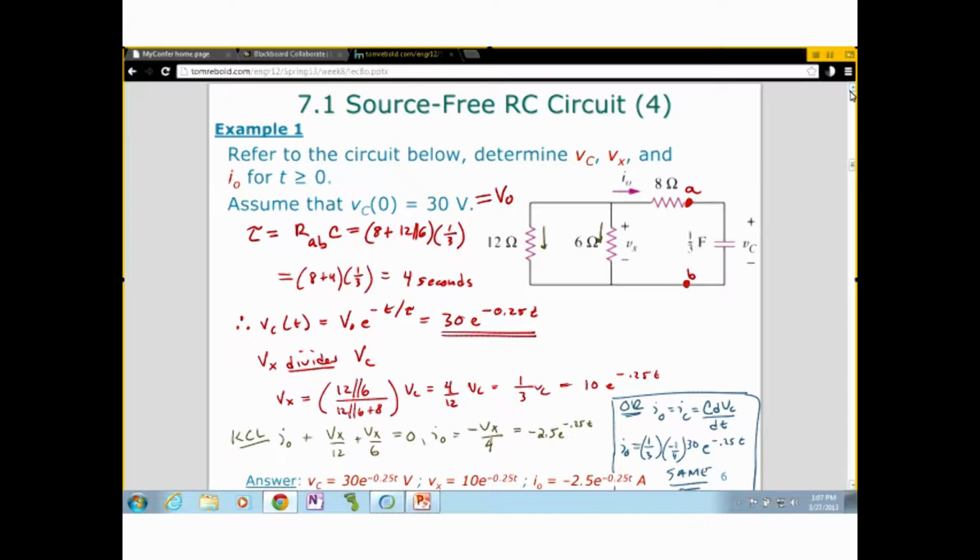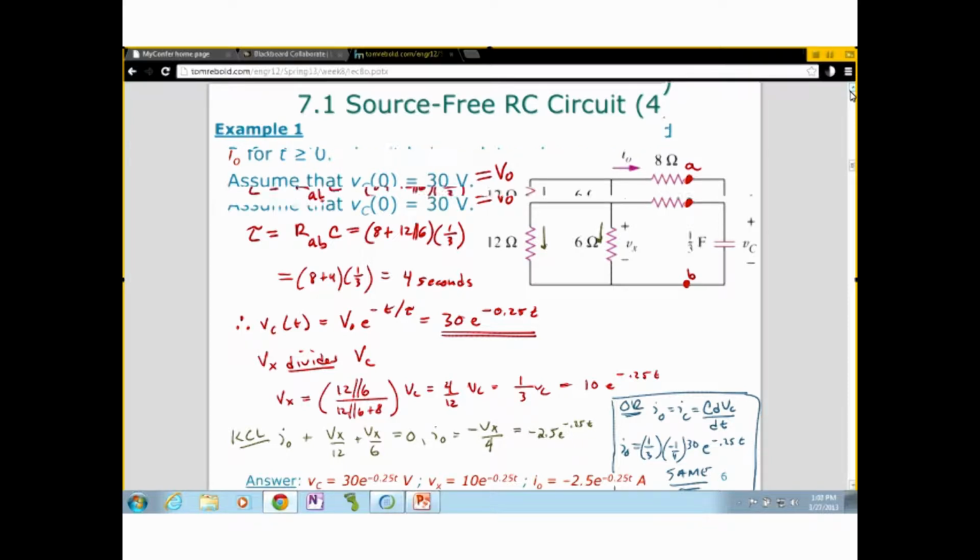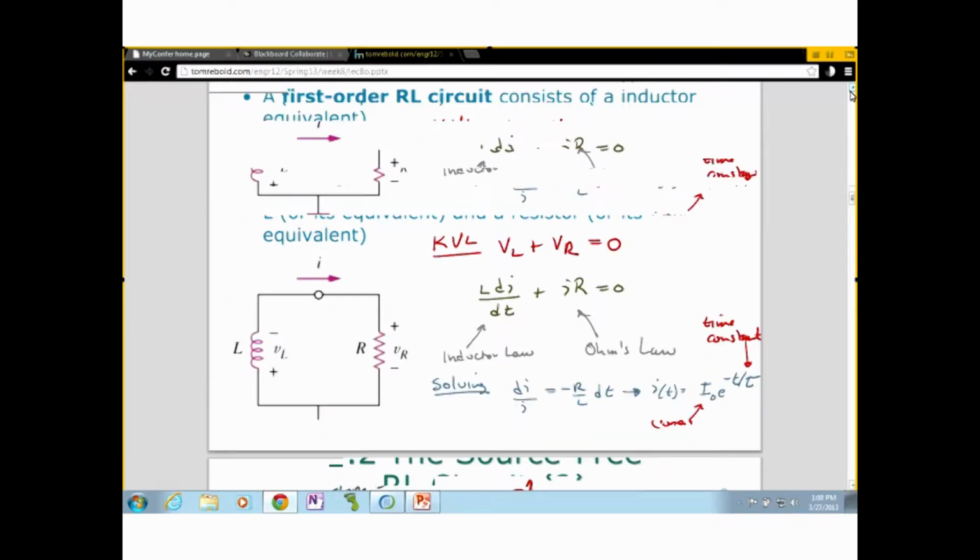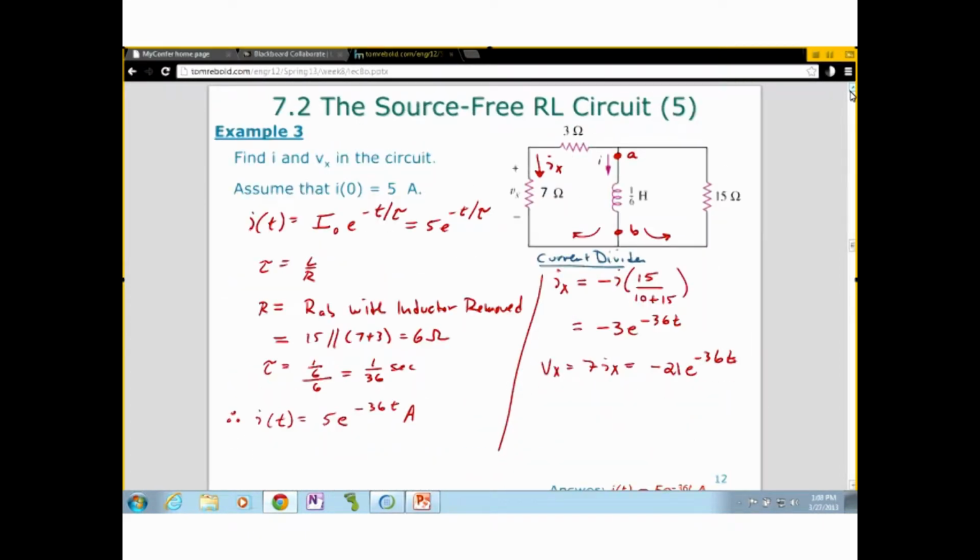Just looking at example 3, this was the one where we're given the initial current. Let me go down to example 3 here. We're given the initial current of 5 amps, so that becomes I0. And all we have to do is find the time constant. For an inductor, the time constant is L over R, and R is the equivalent resistance seen by the inductor. From the point of view of the inductor, what kind of resistive load is it seeing? So it's RAB if you label this AB where the inductor is attached to the circuit. When you remove that inductor, you find the resistance to get from A to B, and that forms the basis of the time constant combined with the inductance.